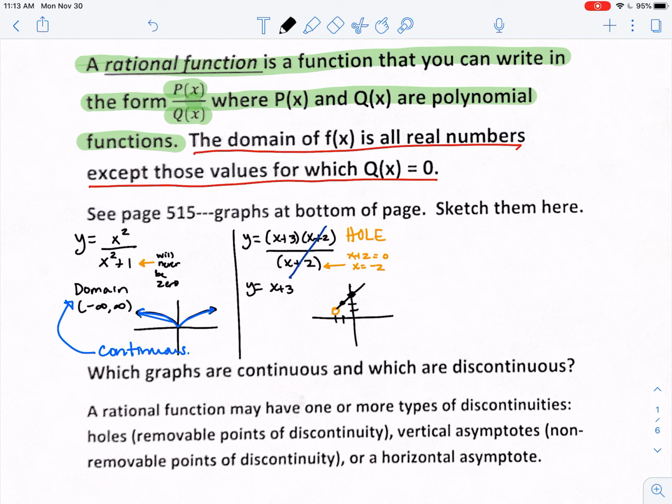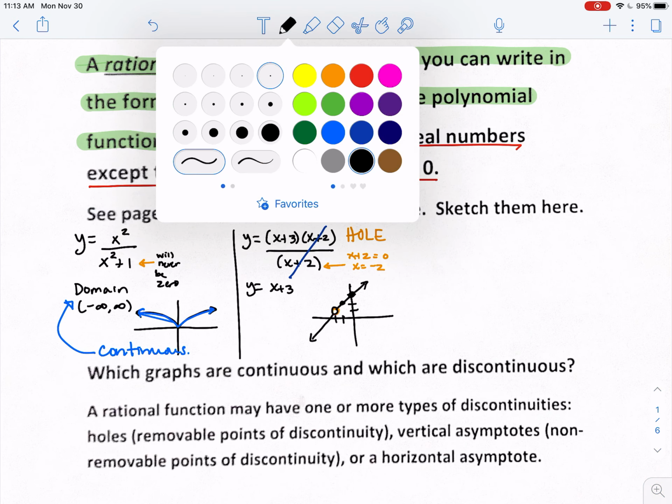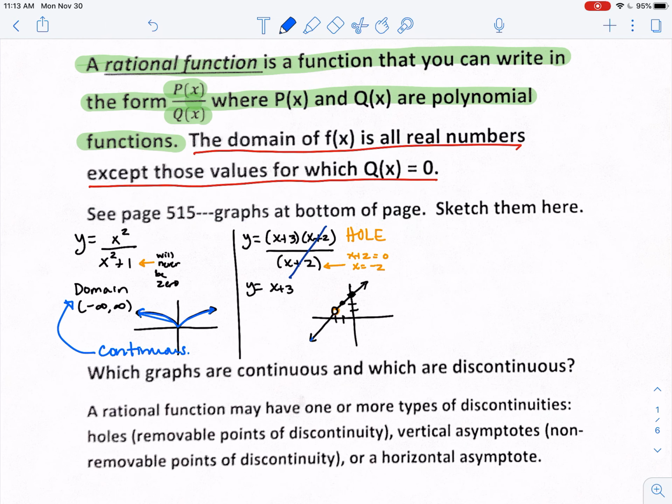So notice my graph of this function, y equals (x plus 3) times (x plus 2) all over (x plus 2), ends up being a line. It has a hole in it. Well, if it's got a hole in it and I try to graph it, notice I have to pick up my pencil, right? If I have to pick up my pencil, that is called discontinuous. It has a point of discontinuity, okay?